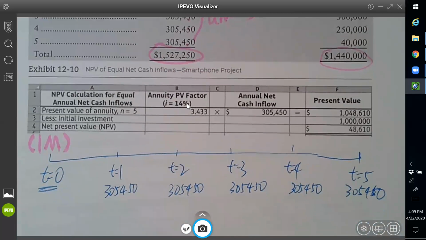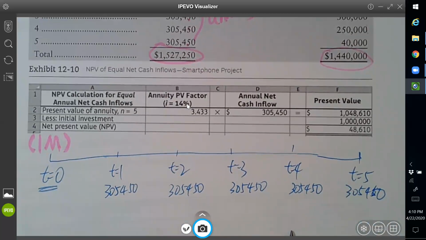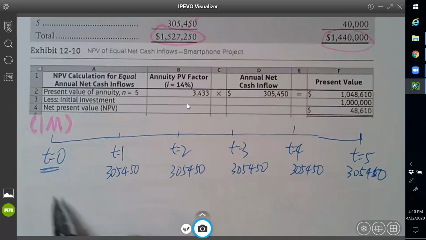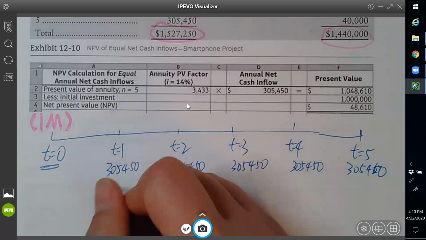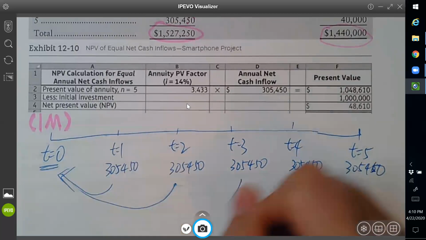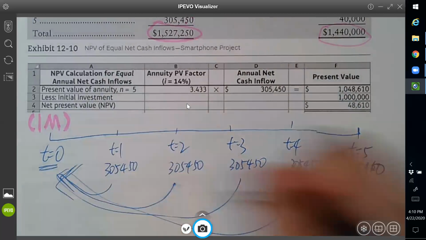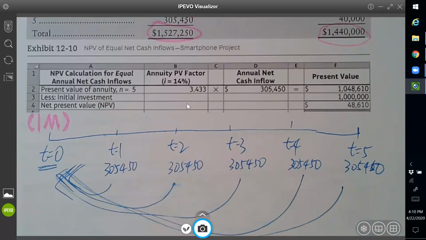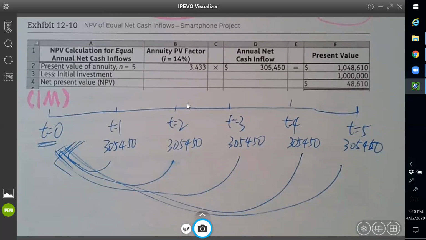We said, what can you do? Can you just add those numbers? You cannot do that. Because that's apple, that's orange. So we have to discount, right? We have to discount all these future cash flow to present.